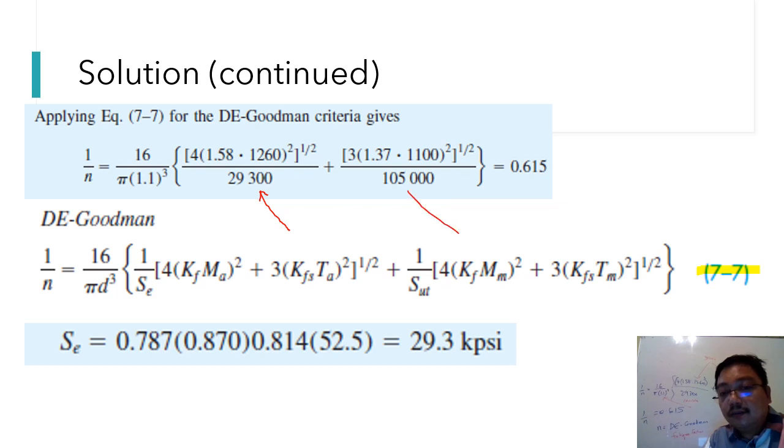Then 105,000 psi you get from the question. This is the given diameter, 1.1. This is the stress concentration factor you get from the table. This is also from the table, the stress concentration factor. This is given from the question, the alternating stress, and also the value for alternating torsion. You put everything in, and you get 1 over n is 0.615, and you get the n value for the equipment, 6 point something.